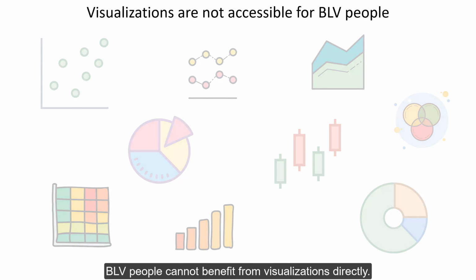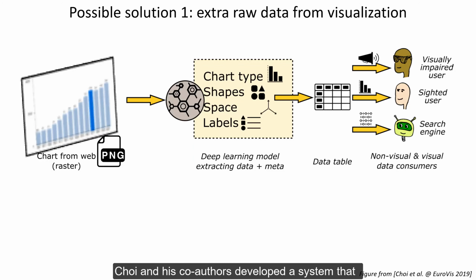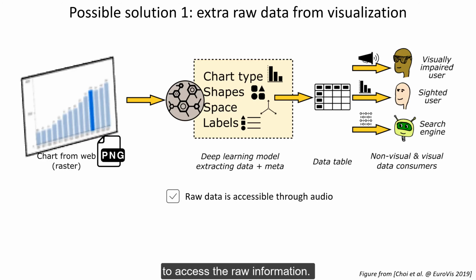Unfortunately, BLV people cannot benefit from visualizations directly. Furthermore, due to the popularity of visualizations, much important information becomes inaccessible to them. Choi and his co-author developed a system that can retrieve the raw data from a visualization and then use a screen reader to read the numbers. Their nice work makes it possible for BLV people to access the raw information.